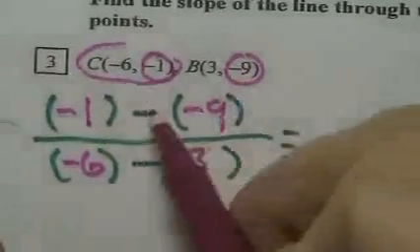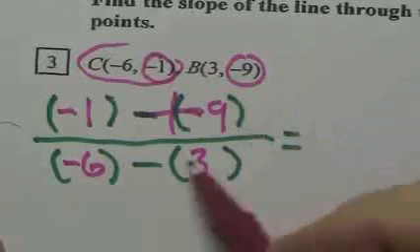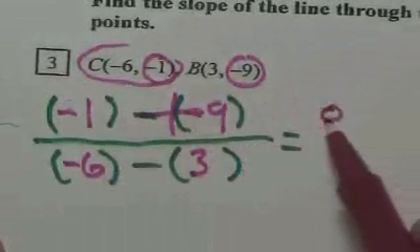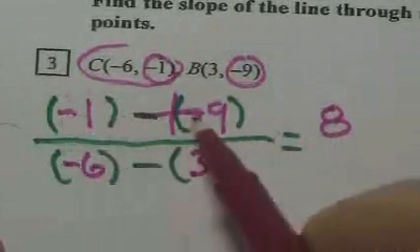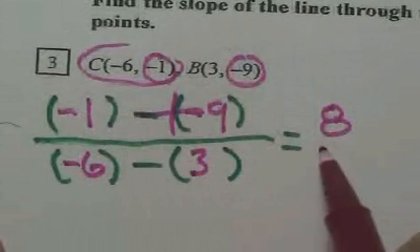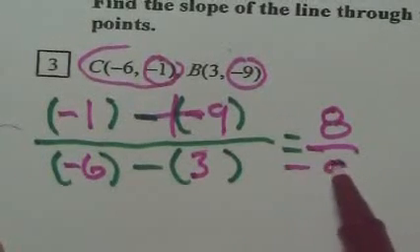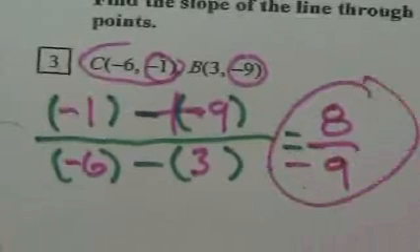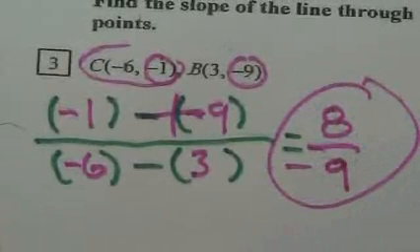Okay, well, when I have a double negative, that makes a big plus. So -1 plus 9 is 8. 9 minus 1 is 8. -6 minus 3 is -9. So the slope is -8 over 9.